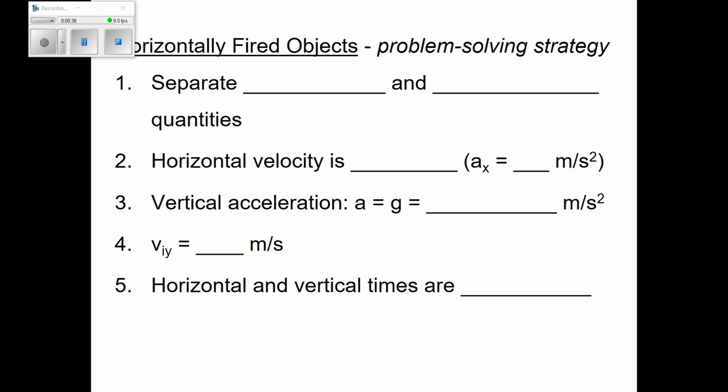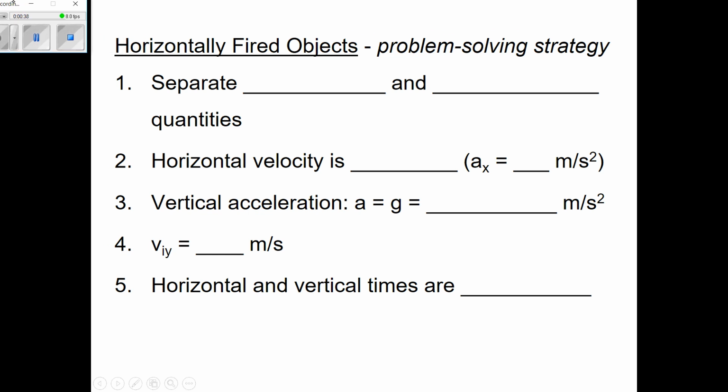So in order to solve horizontally fired object problems, there are a couple of hints that we need to use. The first is we have to separate the horizontal and vertical information. This will make more sense once we do a problem on the next page, if you're having trouble with these concepts.